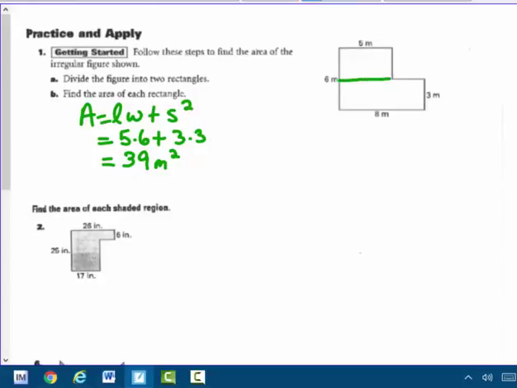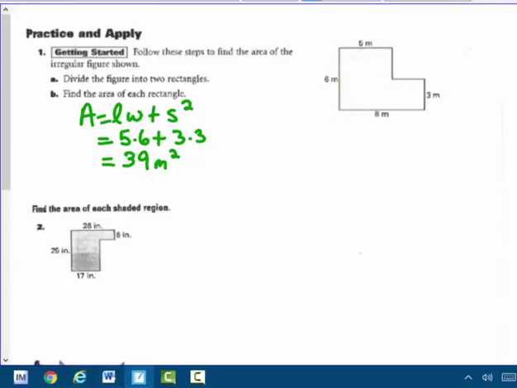Another way I could have done this, I could have split it into this rectangle on the top and this rectangle on the bottom. That's another way I could have done it. So I could have a 3 by 5 rectangle and an 8 by 3 rectangle. 15 plus 24, oh, that's 39.